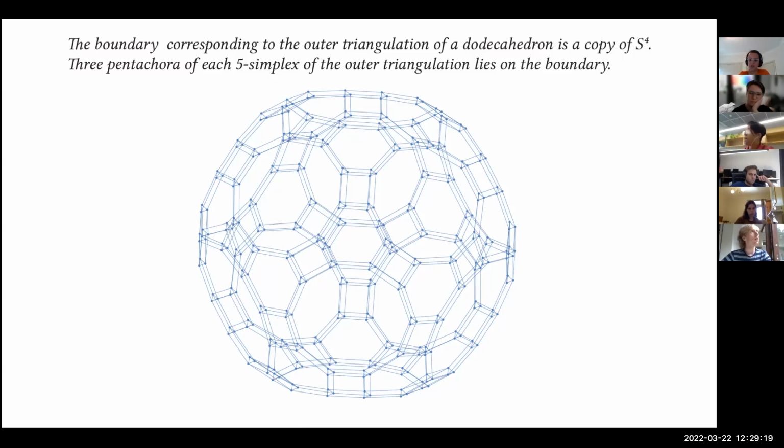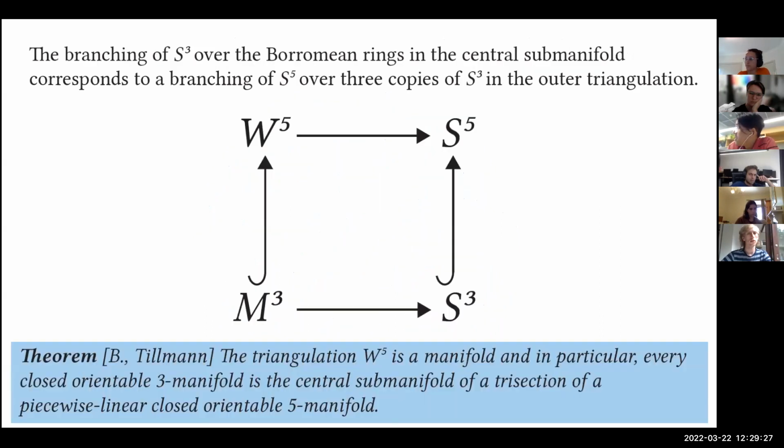And so if we glued it all up with the identity gluing, as you saw in the animation, we get the 5-sphere. And it turns out that when we're doing this sort of branch covering that we were just talking about before using the dodecahedron, so we're taking S3 and we're branching over the Borromean rings, in the outer triangulation, that corresponds to S5 branching over 3 copies of S3. Okay, so this worked out quite conveniently.